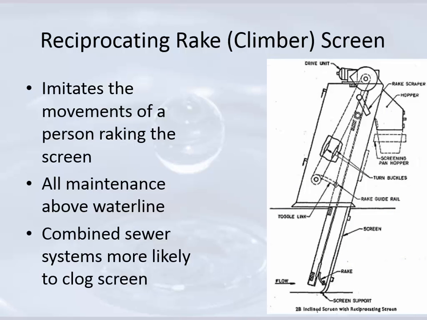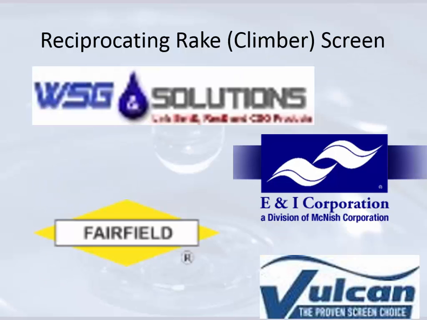Reciprocating rake screens pretty much imitate how a manual screen would be cleaned, just like a person raking over the screen. All maintenance is above the water line, and with combined sewer systems, they're more likely to clog, because they are pretty much on a timer, from what I understood, whereas other ones reach a load or whatnot and then start working. And here are a few companies that produce those.